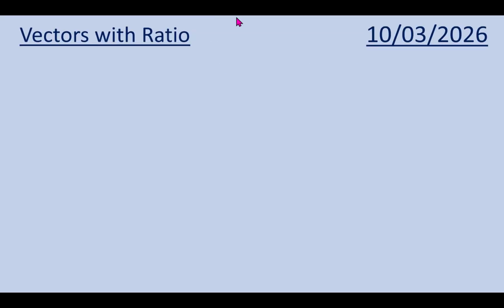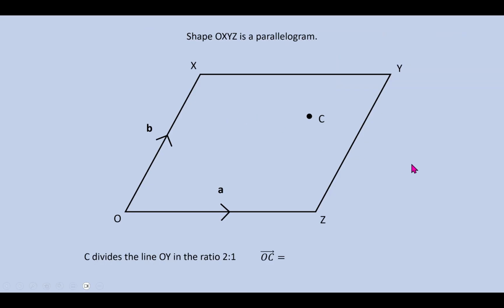Test with ratio. This is the question. Shape OXYZ is a parallelogram. They tell you these top two are parallel and the sides are parallel. C is here, and it divides the line OY in the ratio of 2 to 1.